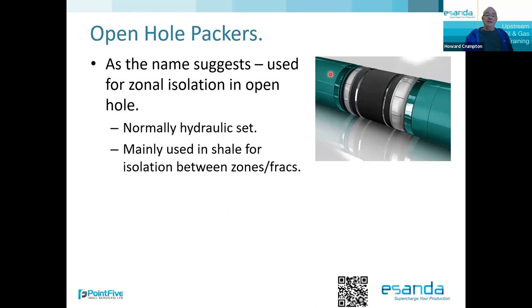The other type of packer that's used in OpenHole is simply called an OpenHole packer. And these look very, very like a permanent packer that's used in a cased and perforated well. These are mainly being used nowadays in the shale gas developments that are happening in the United States. And mostly hydraulic set, and individual wells can have upwards of 30 of these. It's not unusual nowadays to have 30 or 40 individual fractured producing zones in these shale gas development wells.